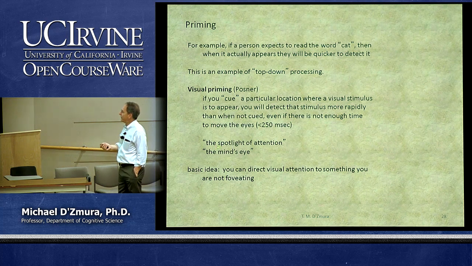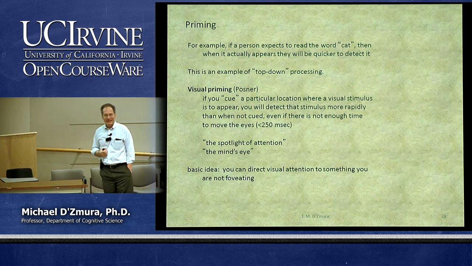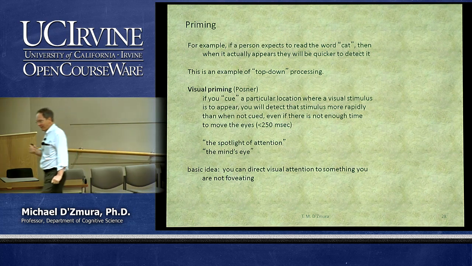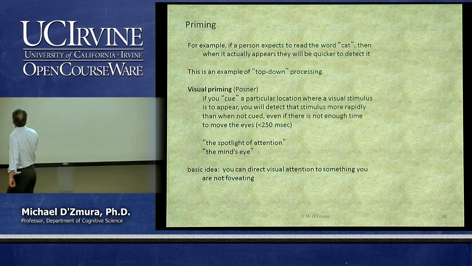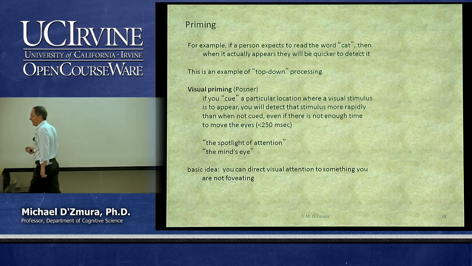And what that means is that the spotlight of visual attention, or the mind's eye, is able to move as a result of the cue, and it's able to move faster than we're able to move our eyes. And even though we haven't moved our eyes, we're still getting the benefit of moving the mind's eye, of moving this spotlight of attention covertly. And the basic idea, again, is you can direct your visual attention to something you're not looking at directly.